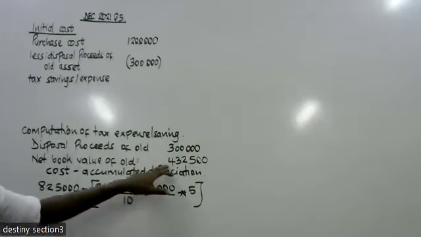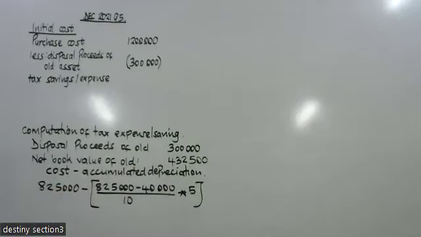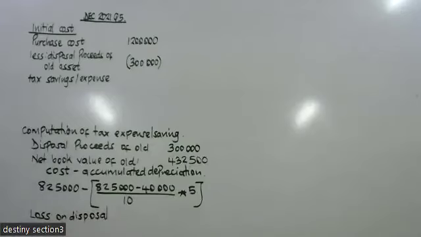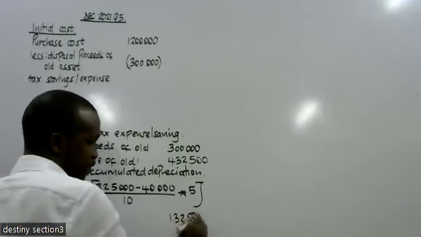But when you sell that asset, you're going to earn how much? 300. So the difference is how much? It is a loss on disposal. Is it a loss on disposal? You have sold it at a lower price than the current net book value, so you're making a loss. So how much? 132,500. Is that right?